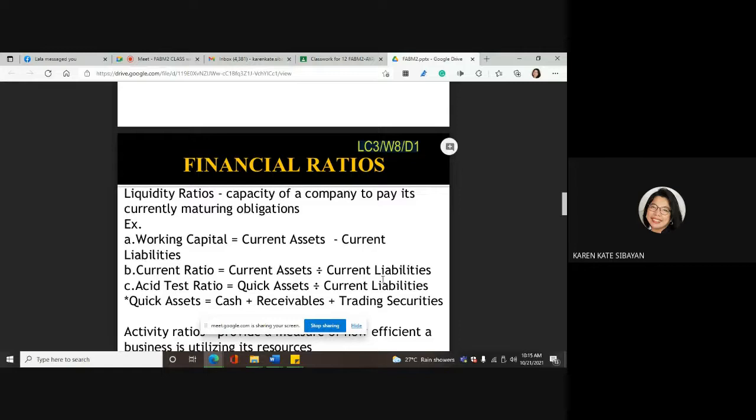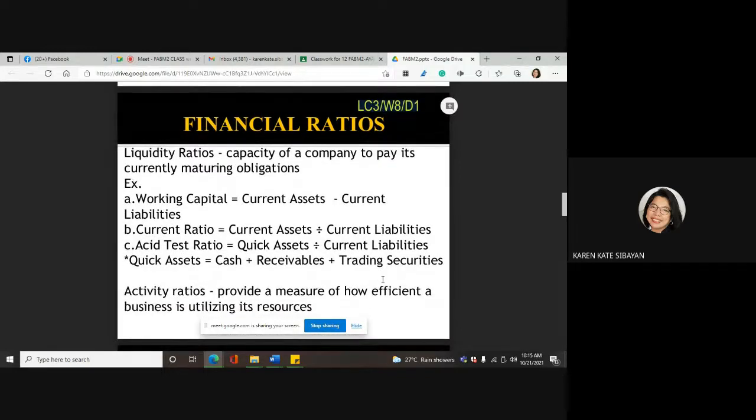You can make, by the way, you can make a class card with all of this formula. Nang sa ganun, hindi na kayo magkakalikal pa kung anong habang formula ng ganito, ganyan. Okay?